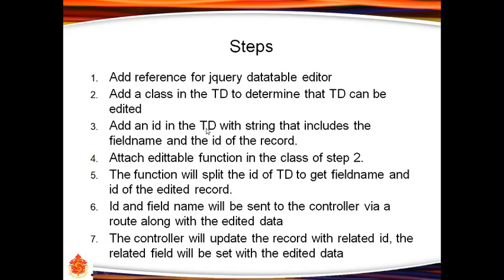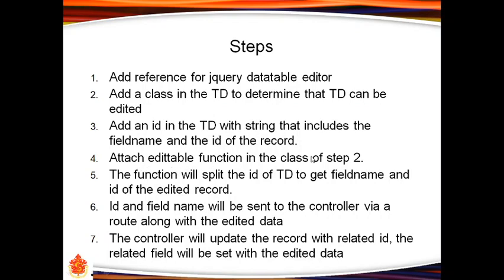Then add an ID to the TD with a string that includes the field name and the ID of the record, because we will need the field name and the ID when we use Ajax. So the TD will have a string that includes these two, field name and ID. And the function will attach to the class, so we will add the class here and the ID here.